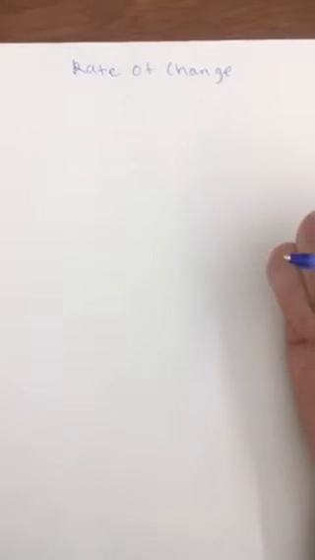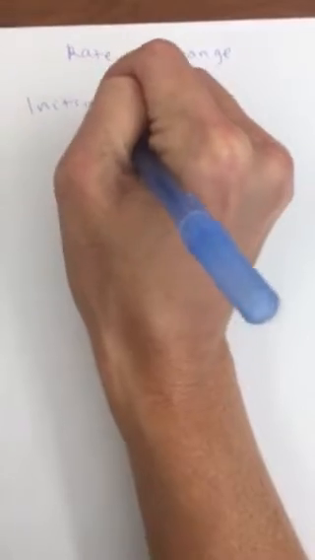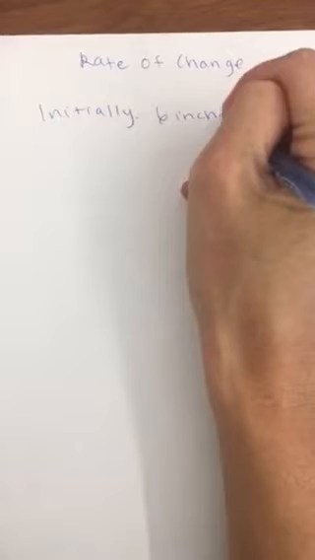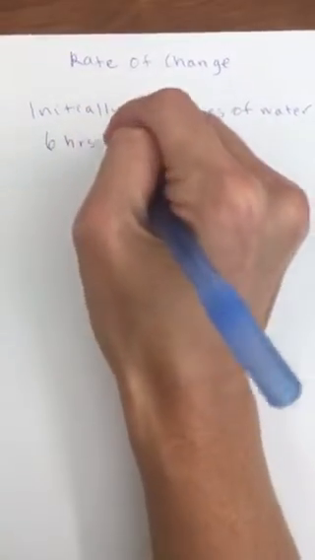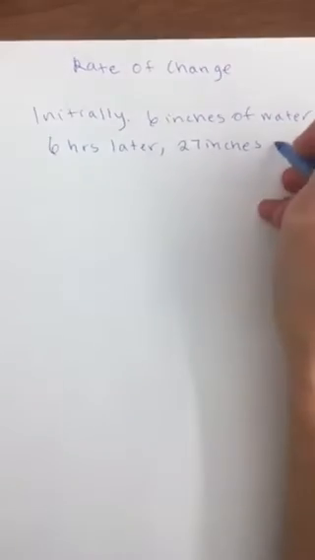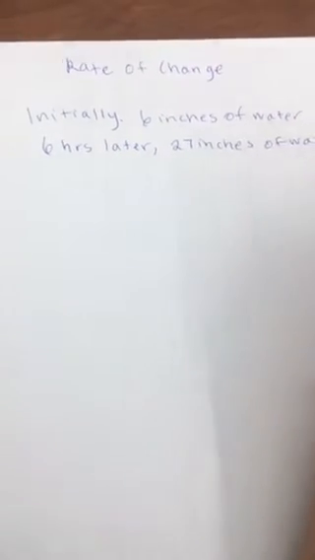So what is rate of change? It is exactly what it sounds like. It's the rate in which something is changing by. So imagine for a moment I have a pool, and my pool initially has 6 inches of water in it. And then I check the pool 6 hours later, and I notice that it has 27 inches of water. And I'm wondering, what is the rate in which it's changed by?